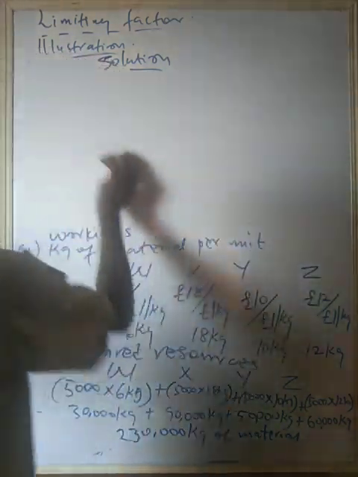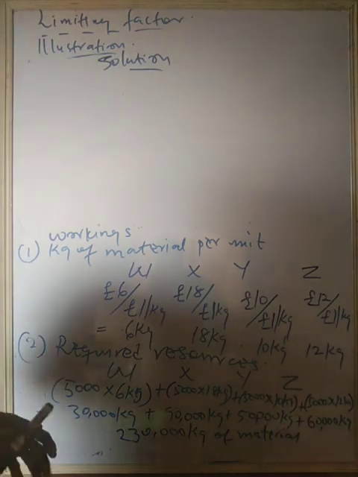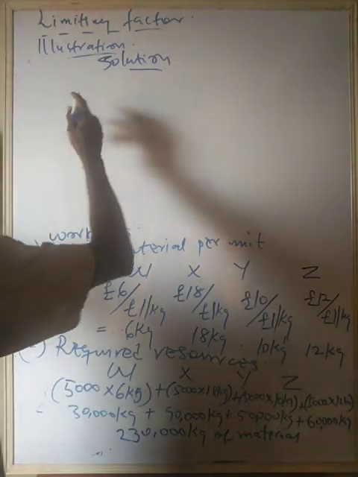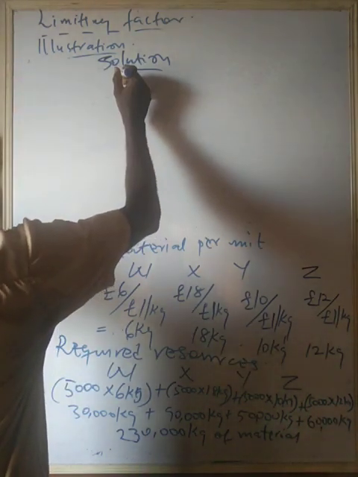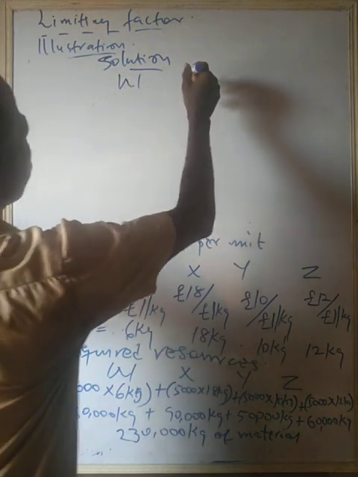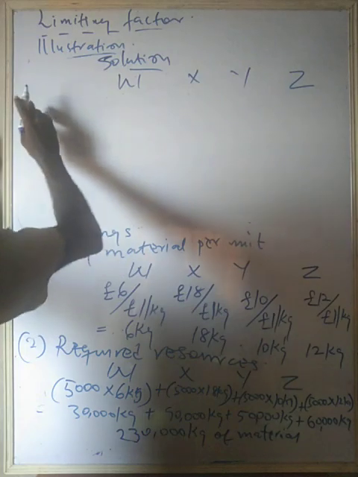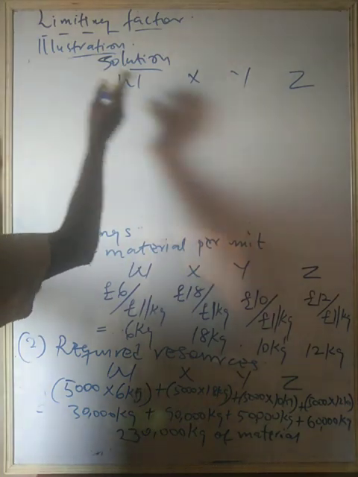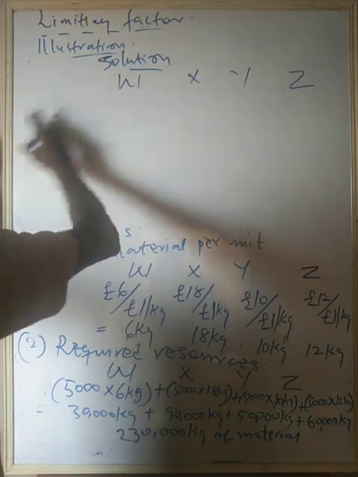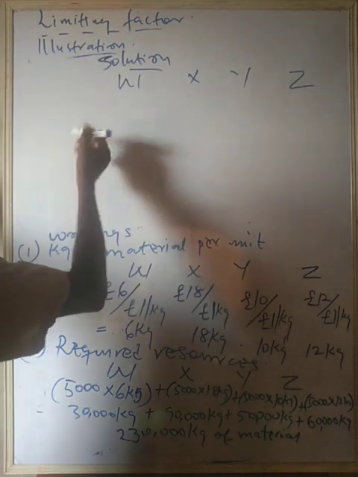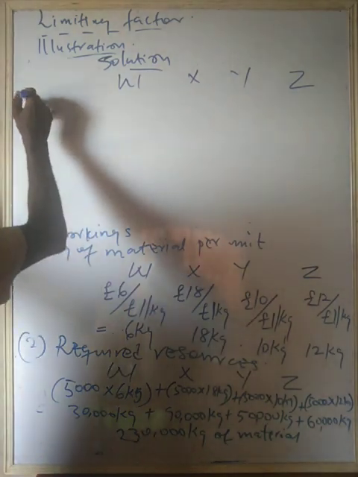Let me leave this workings. Okay, now start from solution W, X, Y, Z. Contribution, let me just start from contribution per unit according to the question.